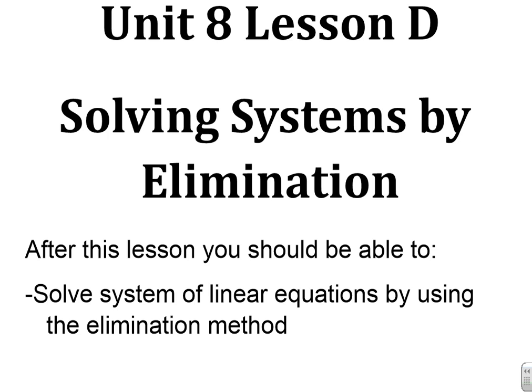So we've already used the graphing method, where we graph two lines to see where they cross to find the solution. We used the substitution method, where we solved one variable by itself, plugged it into the other equation to find the other variable. Now we're going to be using the elimination method, which has us getting rid of one variable in order to solve for the other one.